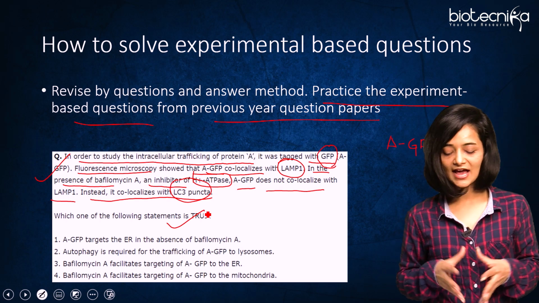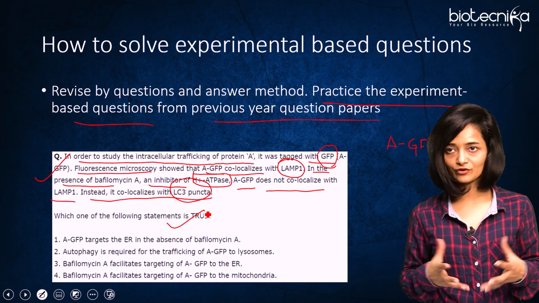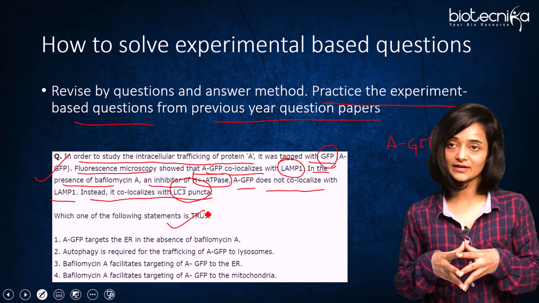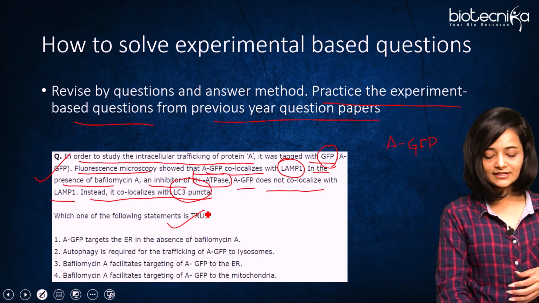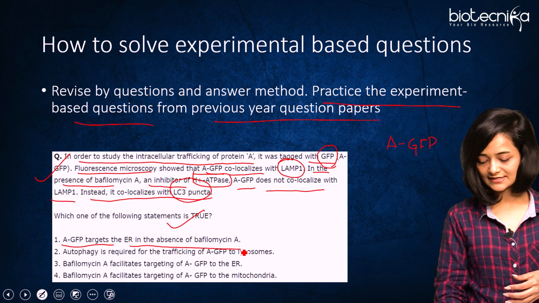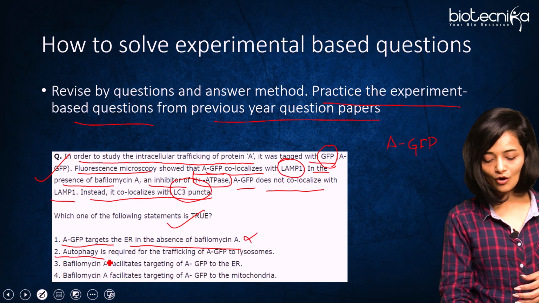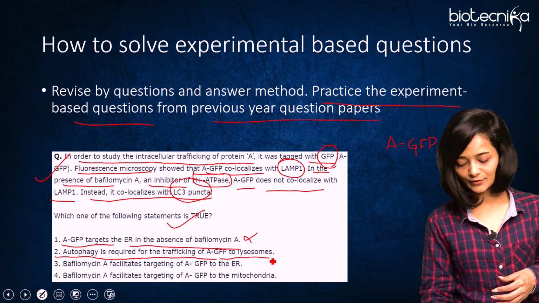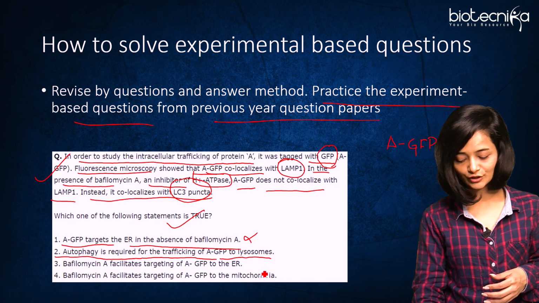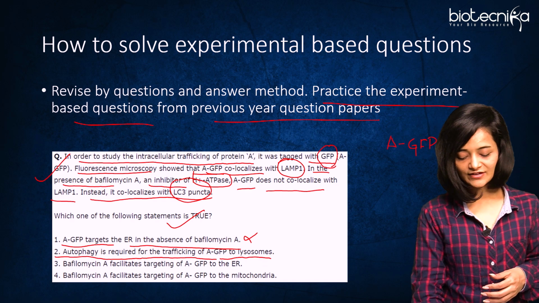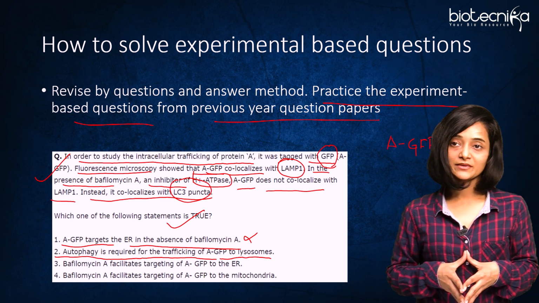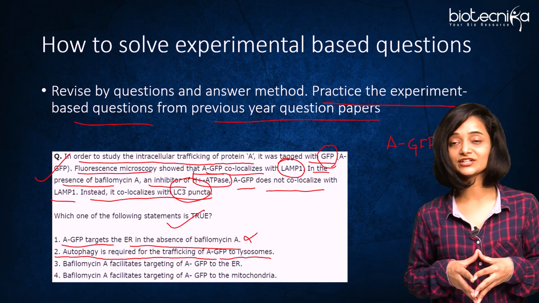In these types of questions, as we know, there is no theory to explain. You can only use the previous year question papers for the explanation of these types of questions. So here the options are given. AGFP targets the ER in the absence of bafilomycin A, which is wrong. Second is autophagy is required for trafficking of AGFP to lysosome. Third is bafilomycin A facilitates targeting of AGFP to ER. Fourth is bafilomycin A facilitates targeting of AGFP to the mitochondria. I'll give you 3 minutes to solve it in your mind. Then I'll tell you the correct answer.